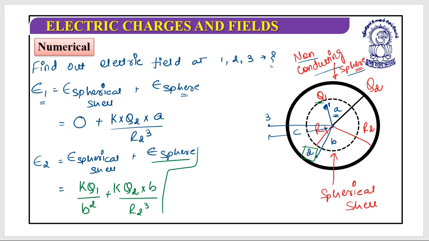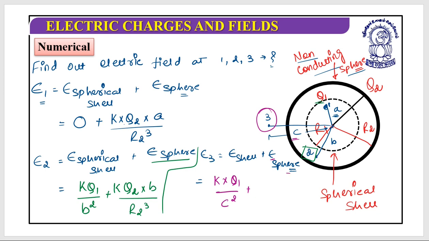Now, can you do this for location number 3? What is E3? I should write it as E due to shell plus E due to sphere. This would be the situation. Now, what is E due to shell? Look at this. This point is outside the object. For the shell, it is k multiplied by q1 divided by the square of the distance. The distance is c. So it is c square.